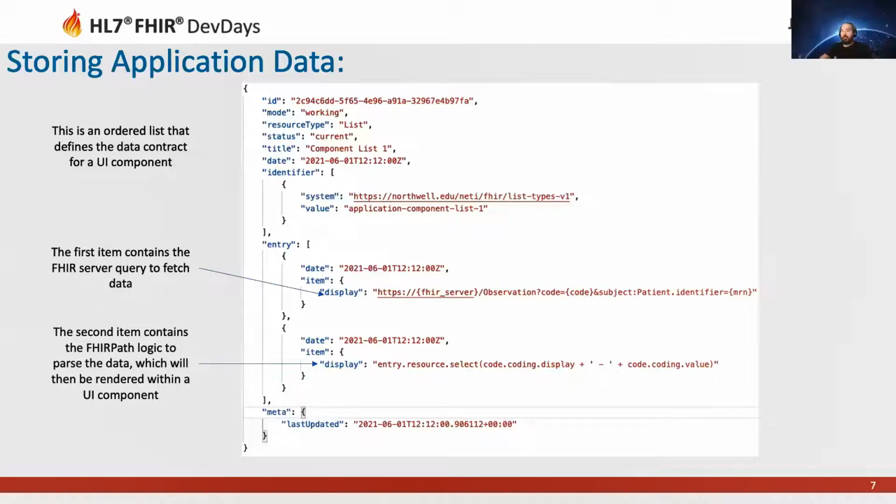So in this list, when we get this data back into the UI, we know this is what we're going to go fetch, and this is what we're going to display. In this particular case, we're just concatenating coding, display, and value together to display. This is just a trivial example, but as you can see, you can have more examples here that really drive the UI.